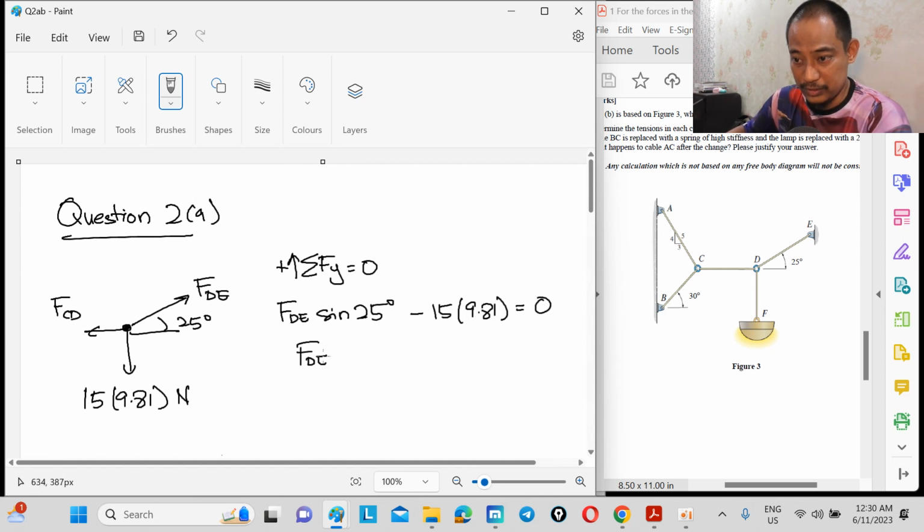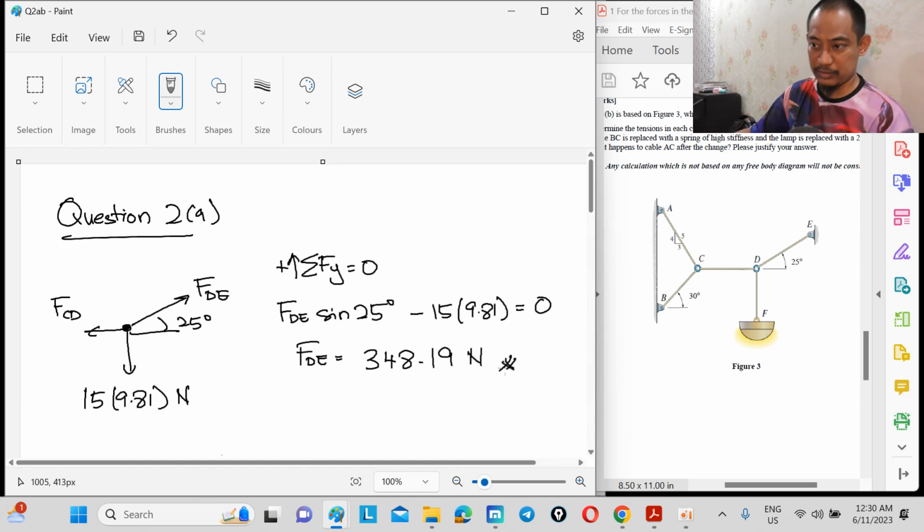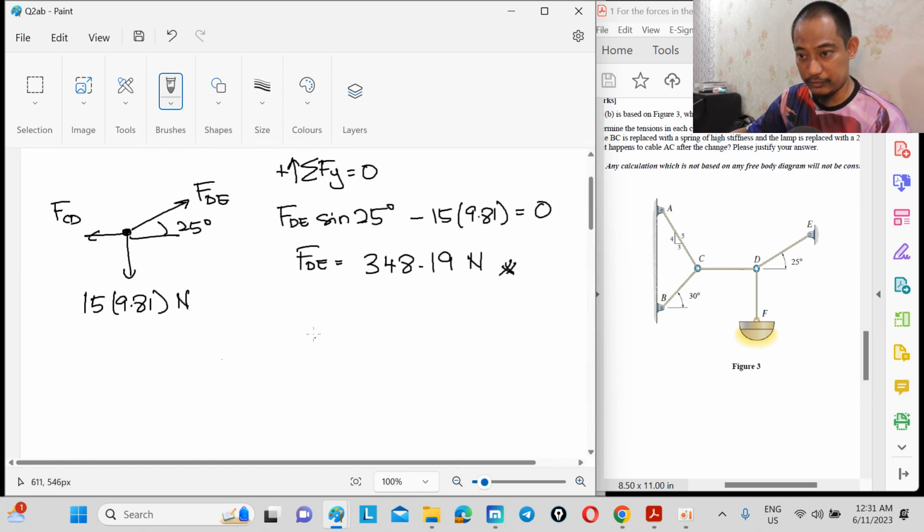This would give FDE is 15 times 9.81 divided by sine 25. Okay, so 348.19 Newton. Basically, that's the answer, because we need to find the tension in each cable, right? So this is the tension in cable FDE, right? So just to verify, 15 times 9.81 divided by sine 25, 348.19. All right, and then we do summation of Fx.